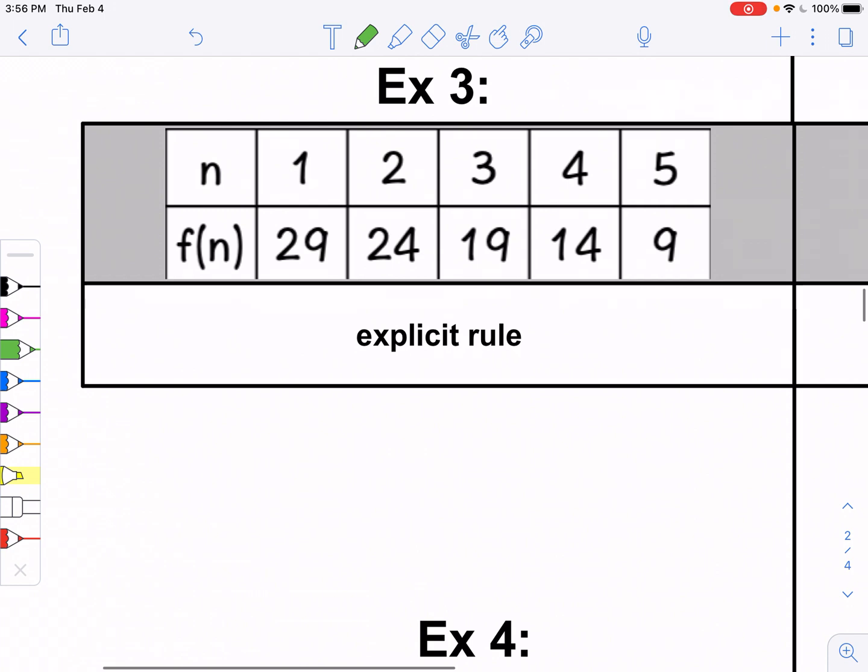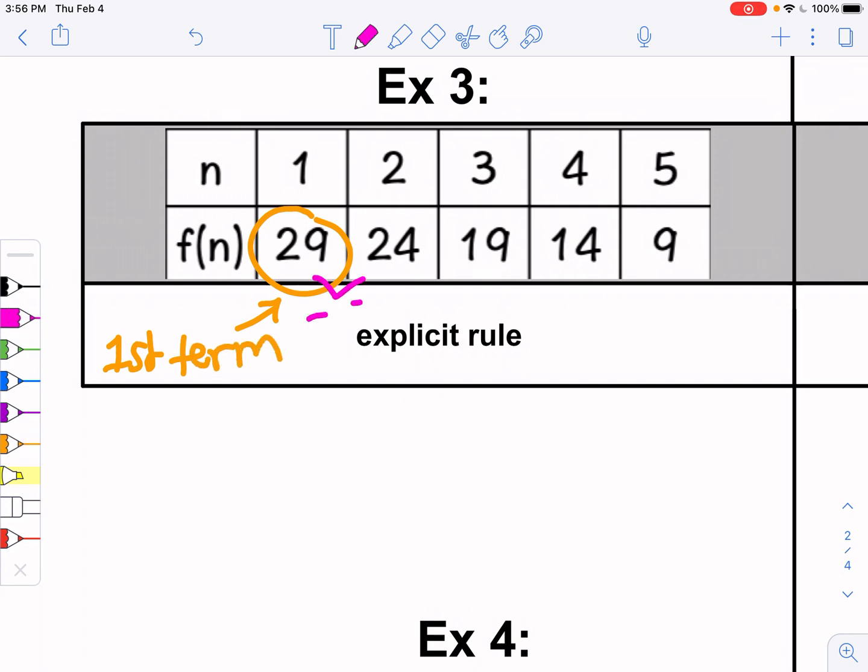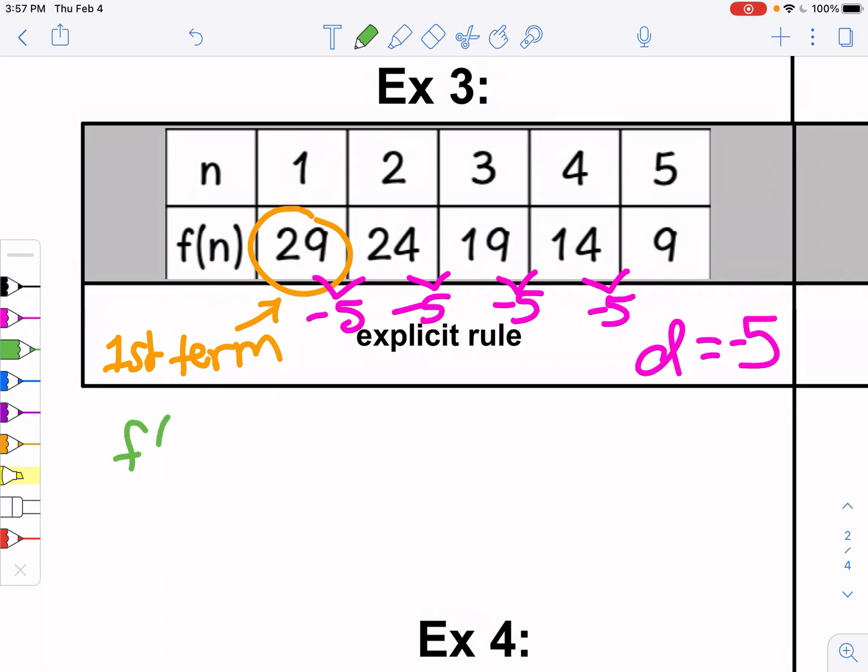In our table, we have the same thing where we have 29 is our first term. And then every time we are subtracting 5. Remember, in an arithmetic sequence, your common difference could be a negative number. So to write our rule, we have f of n equals our starting value of 29 plus the common difference minus 5 n minus 1 times.